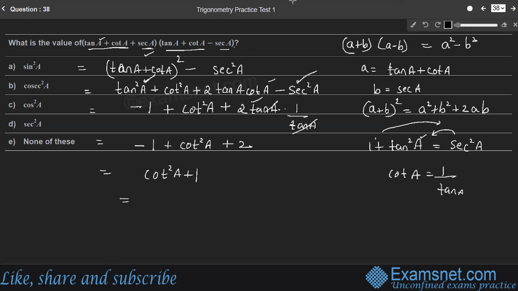So cot square A plus 1 is equal to cosecant square A, right? So 1 plus cot square A is equal to cosecant square A. That's the standard formula. Therefore, the final answer is cosecant square A, option B.